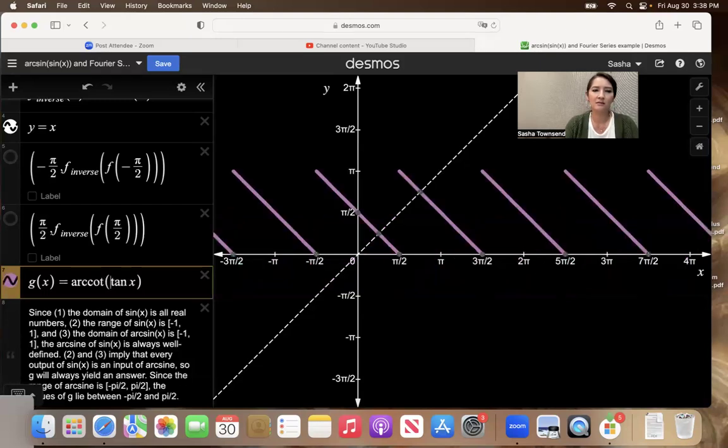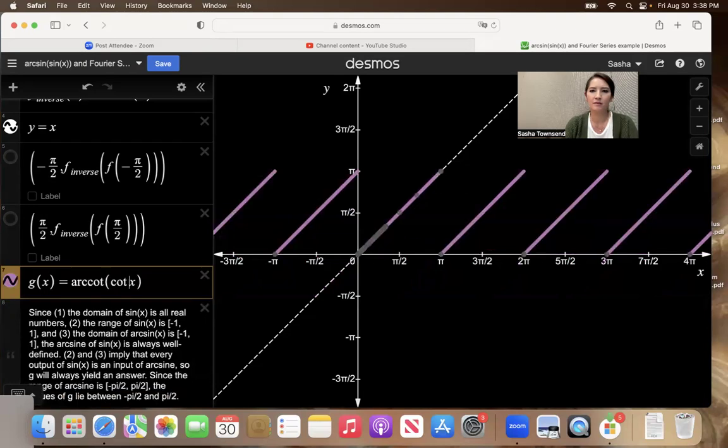Arc cotangent is going to be similar. Now arc cotangent always gives us values between 0 and pi, so we see that we get those values between 0 and pi now. It looks like y equals x, but it's repeating itself. It always has the same slope as y equals x, but of course different y-intercepts for different branches.